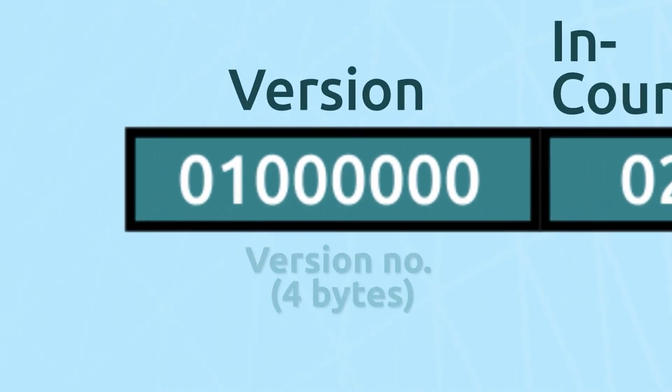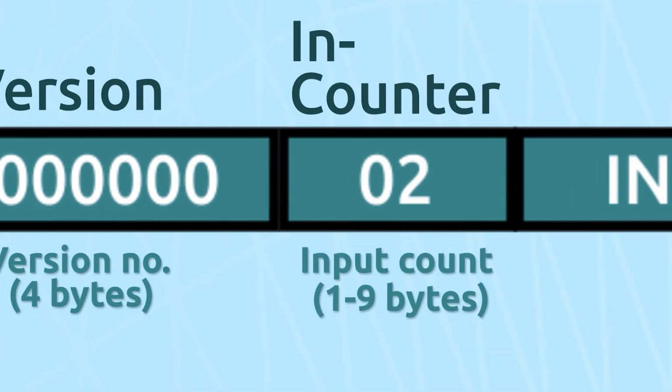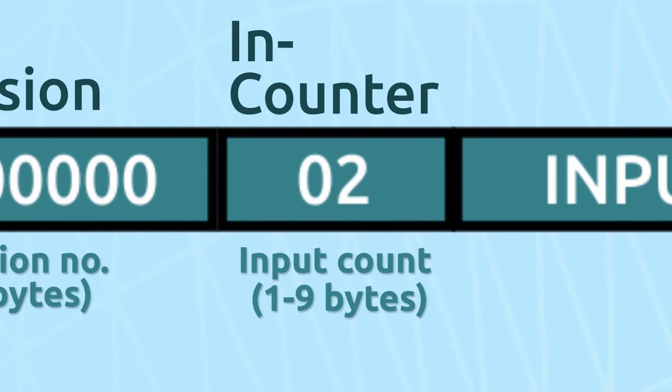The fields contained within a transaction are the following. A transaction's version number, which is a 4-byte field that represents the version of the data format that the transaction is using and can be set by the transaction creator. The input count, which is a 1 to 9-byte field that defines the amount of inputs the transaction has.